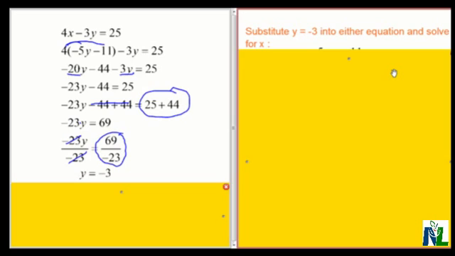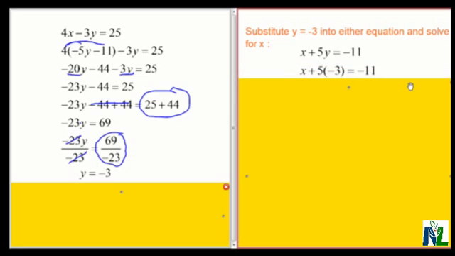Now, I'm going to substitute y equals negative 3 into either equation and solve for x. So I can either substitute it into equation 1 or equation 2 or equation 3. I'm going to substitute y equals negative 3 into equation 1, x plus 5y equals negative 11. So where I see y, I substitute in negative 3. So I get x plus 5 times negative 3 equals negative 11.